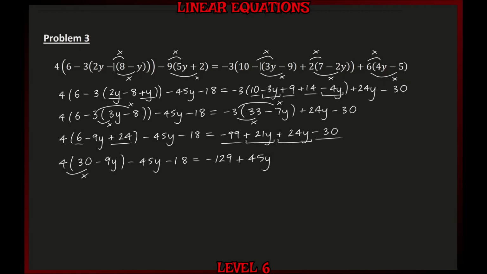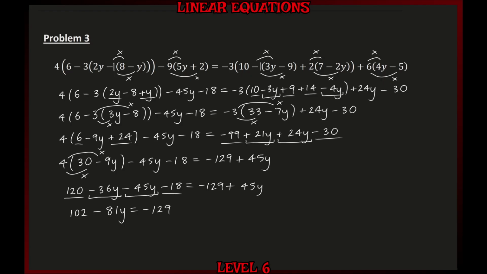So 4 multiplied by 30 is 120, and 4 multiplied by minus 9y is minus 36y, and everything else in this equation remains exactly as it was. Now we can go back to the left-hand side and simplify. So we can collect together the 120 and the minus 18 to give us 102, and minus 36y minus 45y gives us minus 81y. And that's equal to minus 129 plus 45y.